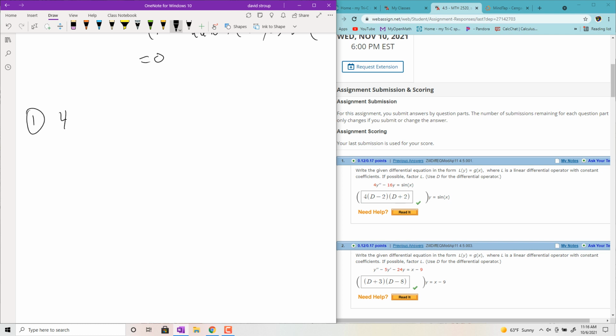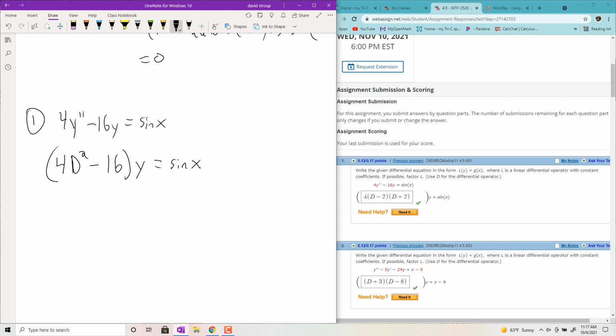I want to rewrite it using the differential operator. Okay, so 4y double prime minus 16y equals sine of x. I just replaced the y double prime with D squared, and then minus 16, and that will act on y, and the output will be sine x. So you notice this is a non-homogeneous differential equation. This is what we're hoping to solve in this section.